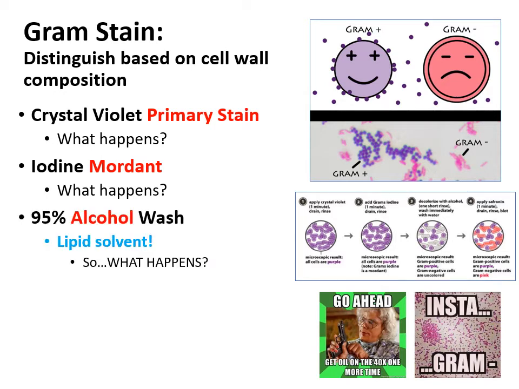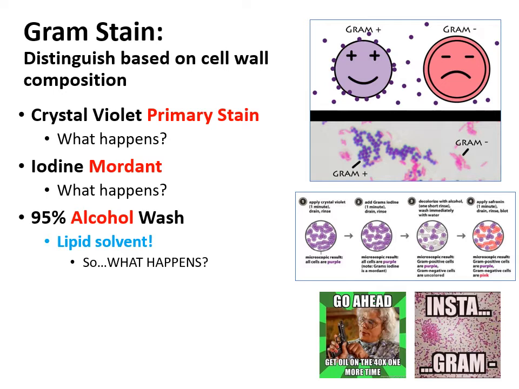You then add 95% alcohol wash, which is a lipid solvent. I want you to put stars or circle or highlight that fact that the alcohol is a lipid solvent, because where did you hear lipids? Which cells? The Gram negatives. Only the Gram negatives have a ton of lipids, and if it's a lipid solvent, that means alcohol will dissolve lipids, which means that it's starting to break down the Gram negatives cell wall.